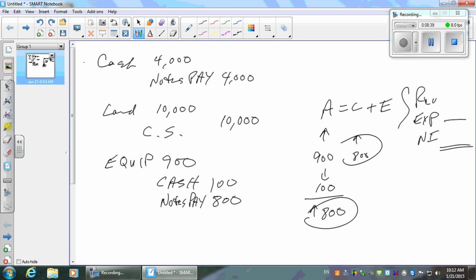They gave me cash, which is an asset, and I have more. What do you want to do to it? Debit it, of course. Cash goes up by 600. Everybody agree? All right. But it was 800 total.